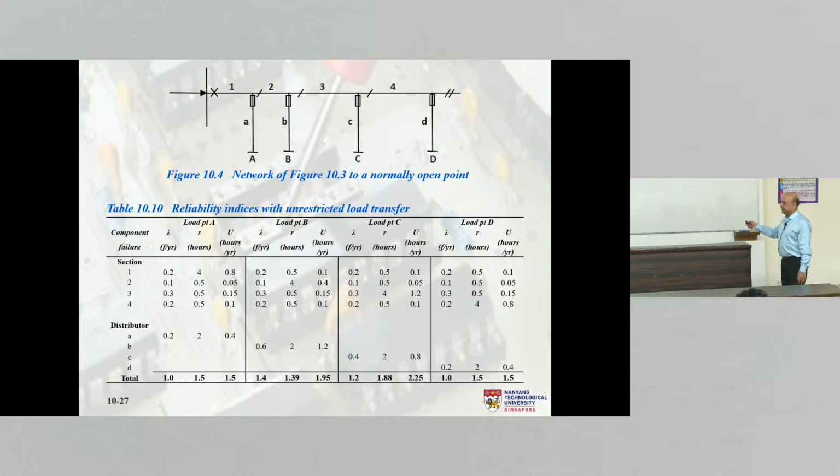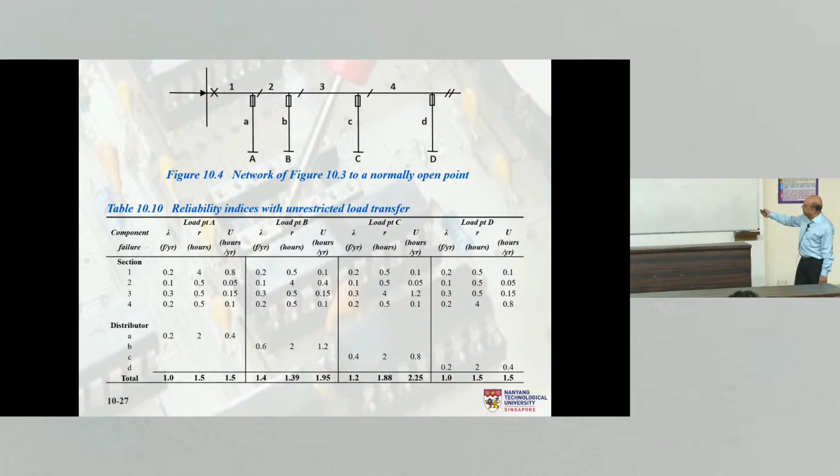Where is the table? Yeah, it's right here. So load point A, section 1 fails, you got to repair it. Section 2, 3, 4 fail, you can connect the alternate supply just by opening this, keep this breaker open, and then you can feed the power to the load points B, C, and D, right? So each of these you can feed. Section 1, repair. Section 2, switch. Section 2, you can switch off, right? Section 3, you can switch off. Section 4, you can switch off, 0.5 hours.